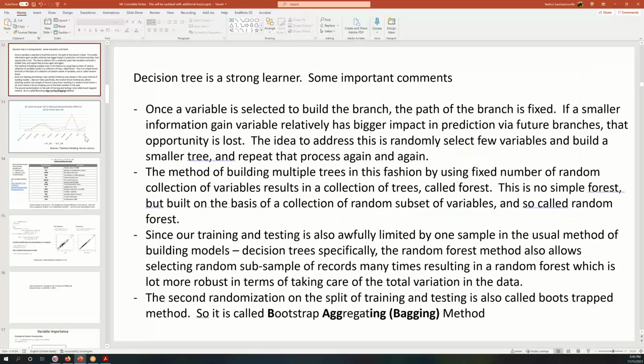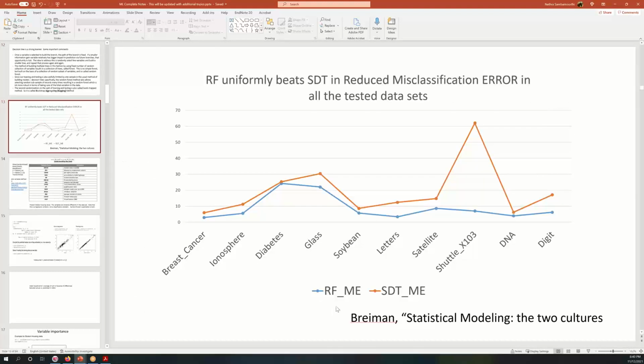When I said that you don't need cross-validation in the case of random forest, that's my point. And here Breiman compares 10 different data sets, and he is comparing which model beats, whether it is random forest or single decision tree. These are mean square errors. The blue, which is random forest, mean square error, is systematically below the single decision tree mean square error.